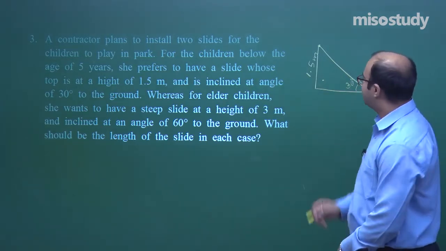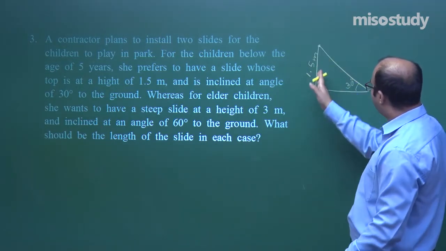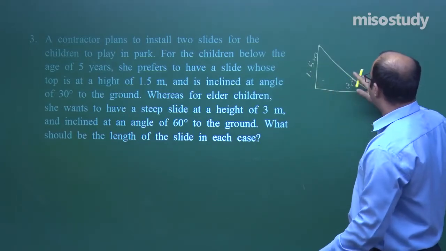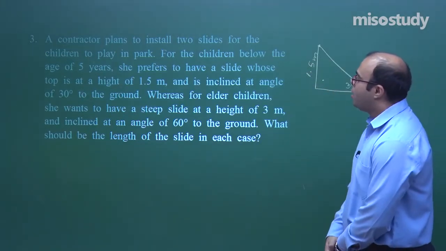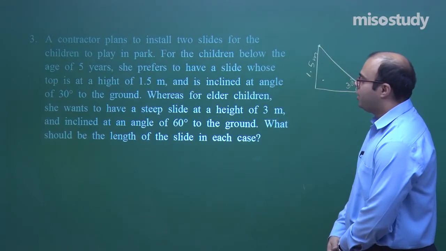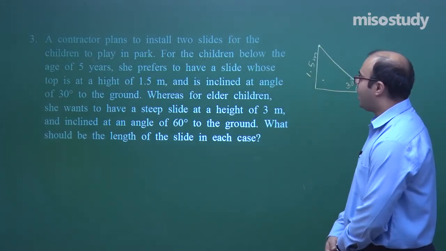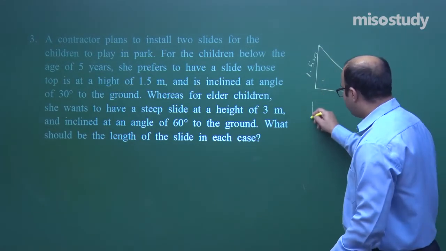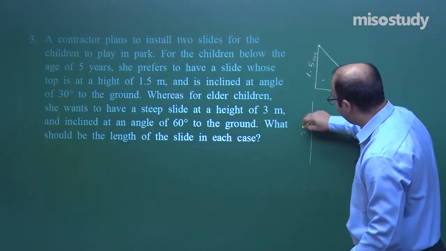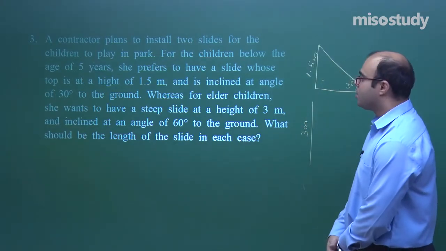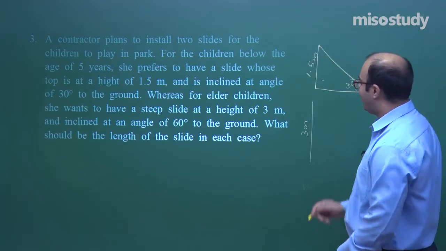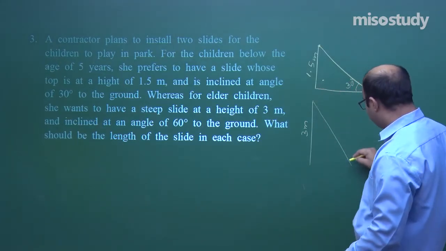So this is the figure. This is the slide. This is the top distance of the slide. This is the angle of elevation of the slide. Whereas for elder children, she wants to have a steep slide at a height of 3 meter. For elder children, there is a greater height of the top of the slide, that is 3 meter, and inclined at an angle of 60 degree. It is inclined at 60 degree with the ground.